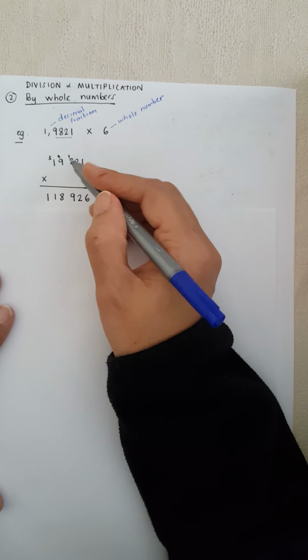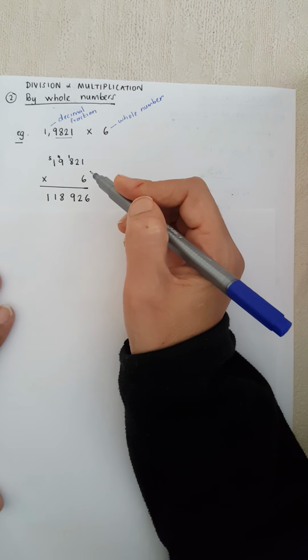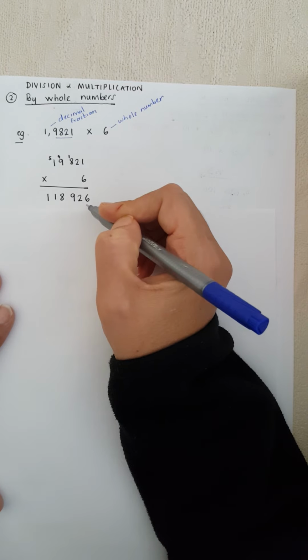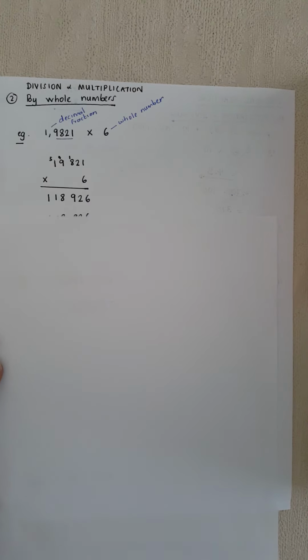I carry my 5. 6 times 1 is 6. Plus 5 gives me 11. So my answer is 118926. Right? So that's the first step. You just multiply without your decimals.